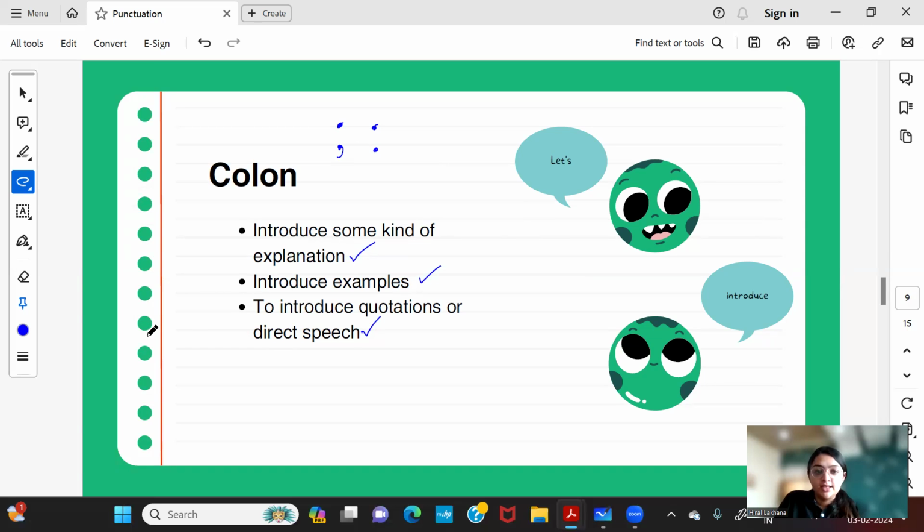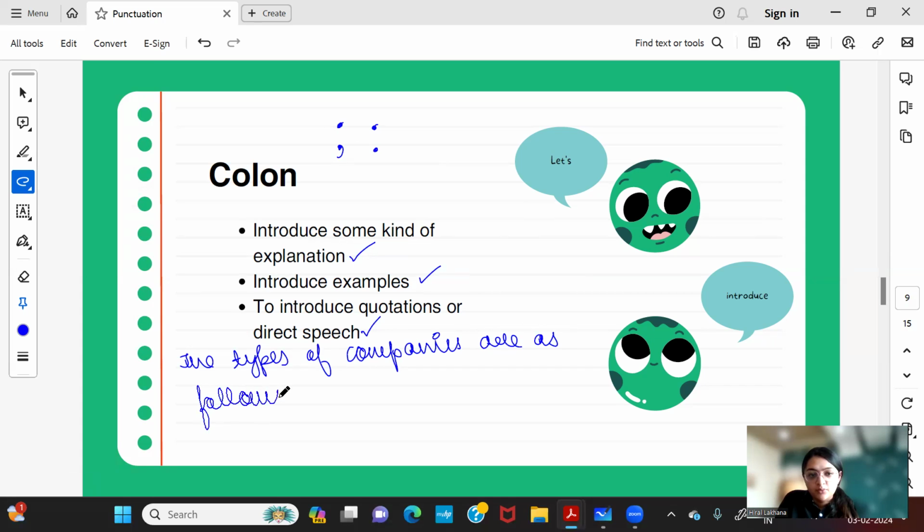So if we are saying the types of companies are as follows. So here we are giving an explanation as to what could be the types of the companies. Or if we want to give an example, in that matter also, before we are introducing the examples, we can include a colon. So if we are saying the examples of Nifty 50 companies are as follows. So then after that, we can use a colon just as we have used here.